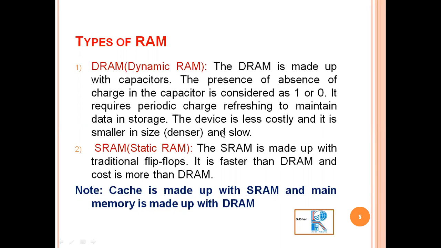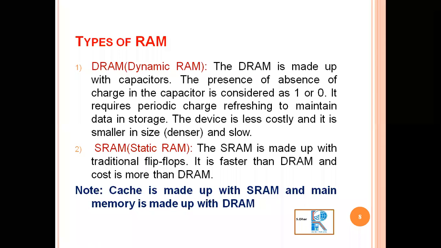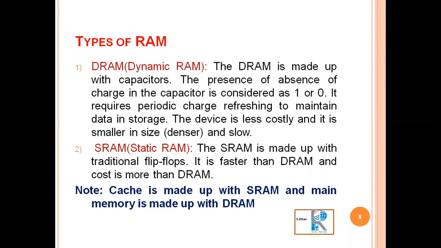The device is less costly and very small in size, so it is denser. That means the size of the DRAM is very small. Clear? But it is very slow. The device is very slow because, as charge is stored in the capacitor, from time to time it has to be refreshed. Otherwise, the whole charge will vanish and it will be 0. So this refreshing of the capacitor takes some time. So DRAM is a slow device, though it is used for making the RAM or main memory.